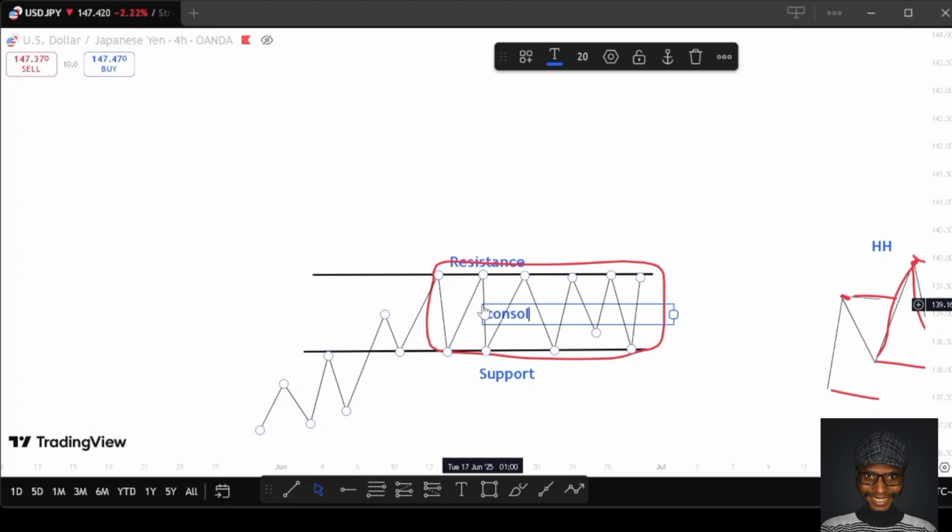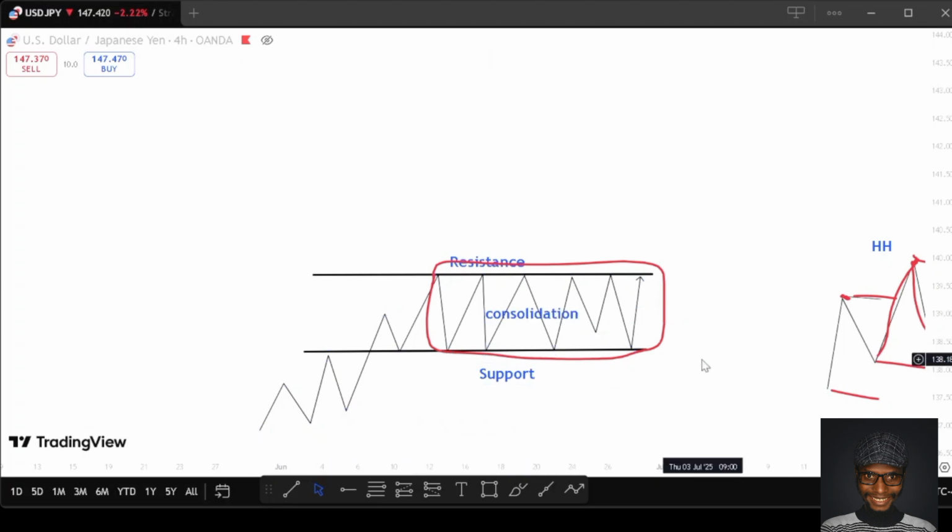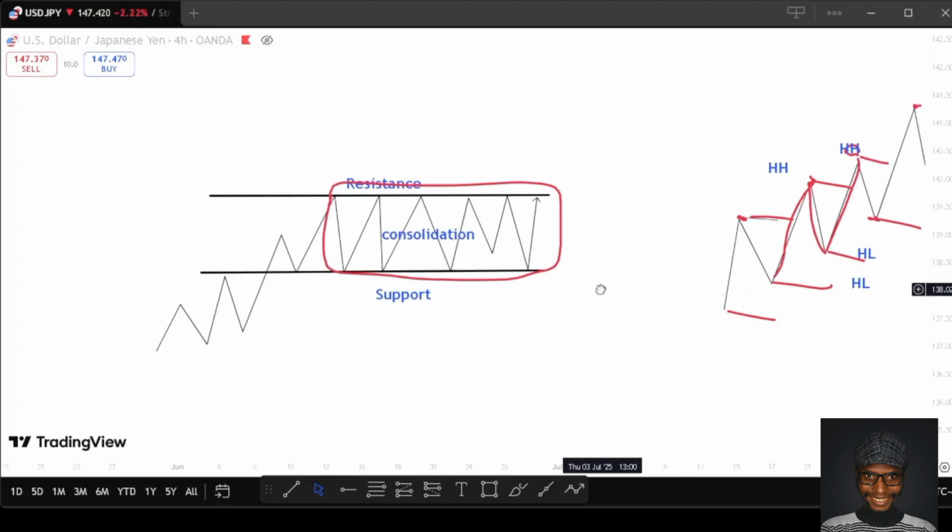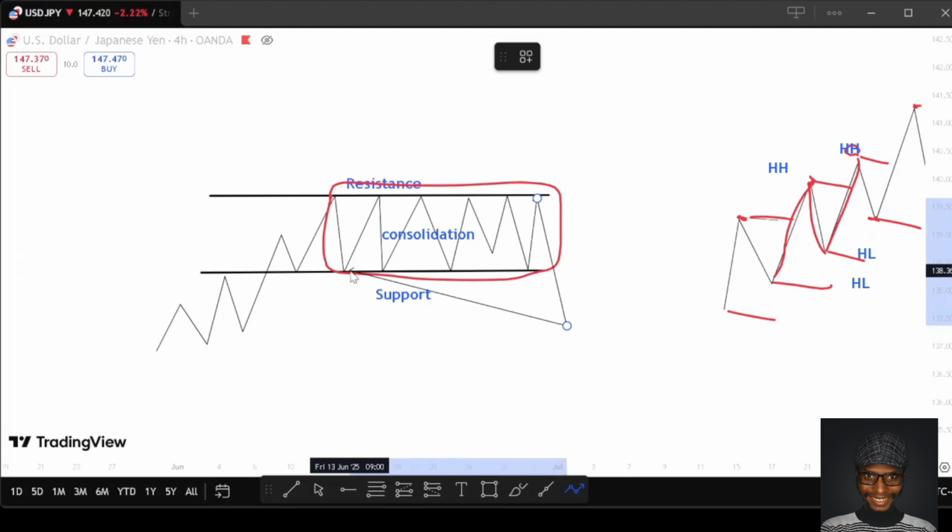Consolidation. You can call it range or sideways, whichever is easier for you to understand. Now the market maker or a big investor enters the market, or maybe there is a news release, and price decides to go out from this consolidation. From that high, it gave us a low here. Remember, this low breaks past the previous low, which is here.